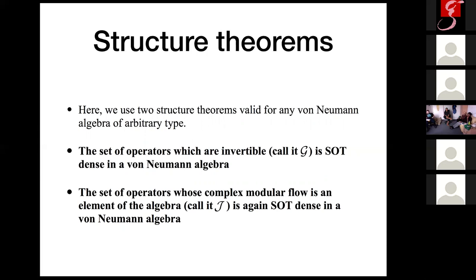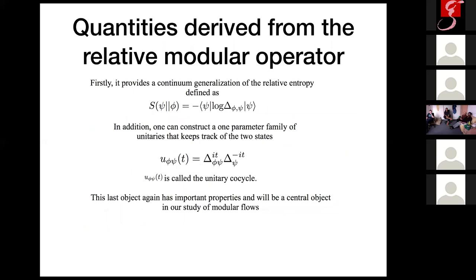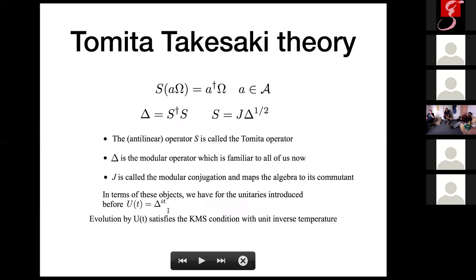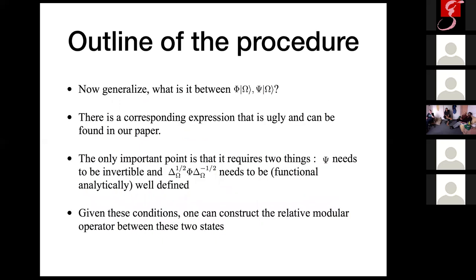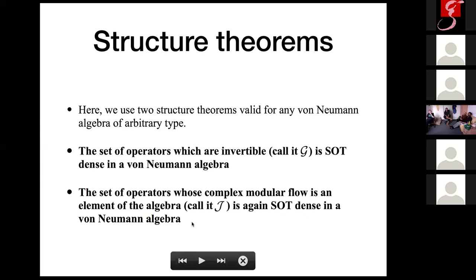As I just told you, the strong operator topology is basically the topology of pointwise convergence. And in that topology, G is dense in the one-normal algebra. Additionally, consider the set of operators whose complex modular flow is an element of the algebra. What do I mean by that? Here, I defined a modular flow, U, delta to the iT, A, delta to the minus iT, where T was real. You can ask, what happens if I make T complex? That's a complex modular flow. Basically, the set of all operators for which that complex modular flow is also bounded, and in the algebra, we call script J. That is again SOT dense in the one-normal algebra.